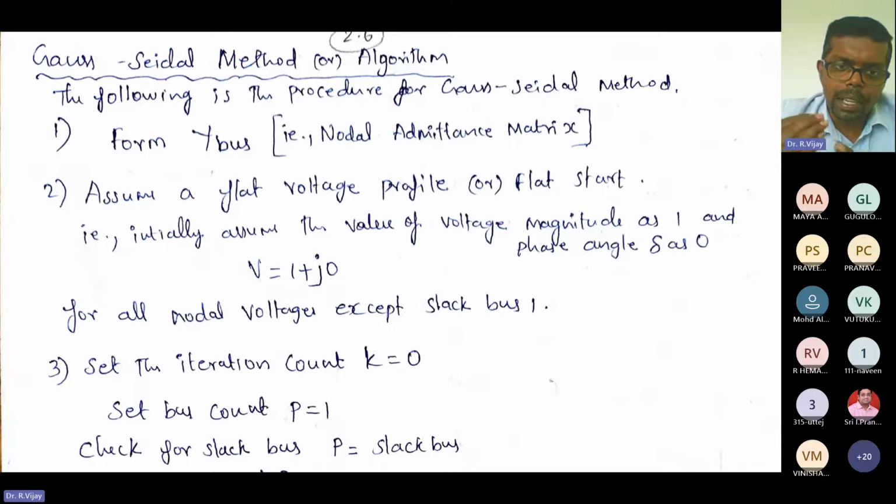That 11 kilovolt is not what goes on the line; it is stepped up to 400 kilovolt or 750 kilovolt like that. But the default meaning of this flat start is you are sending the full power. Whatever generation is happening, you are sending the whole power to the transmission line. So we are taking the flat start, V equals 1 plus J0, for all the nodal voltages except the slack bus. The slack bus is already given in the problem.